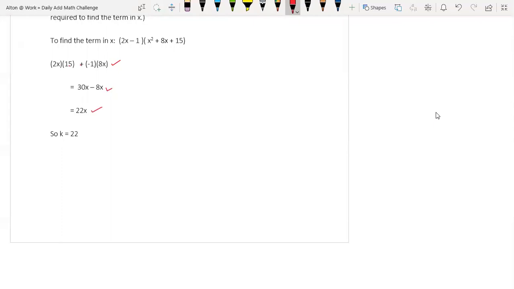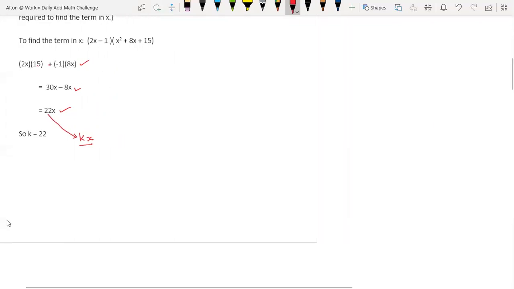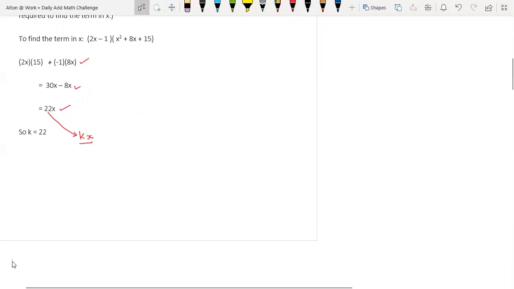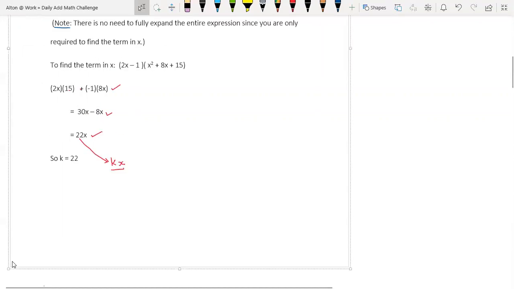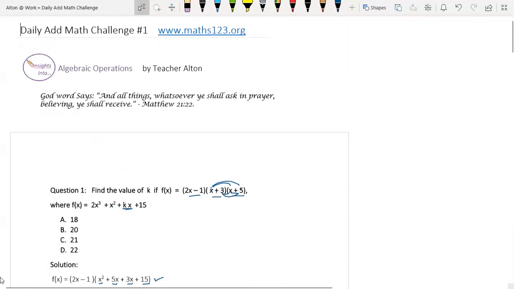So therefore, remember, in the problem above, you were asked to find the value of k for the term in x. And that value of k will be 22. So let's go back to the top of the problem and choose the correct answer now. The question was, find the value of k if f of x is equal to 2x minus 1 by x plus 3 by x plus 5.